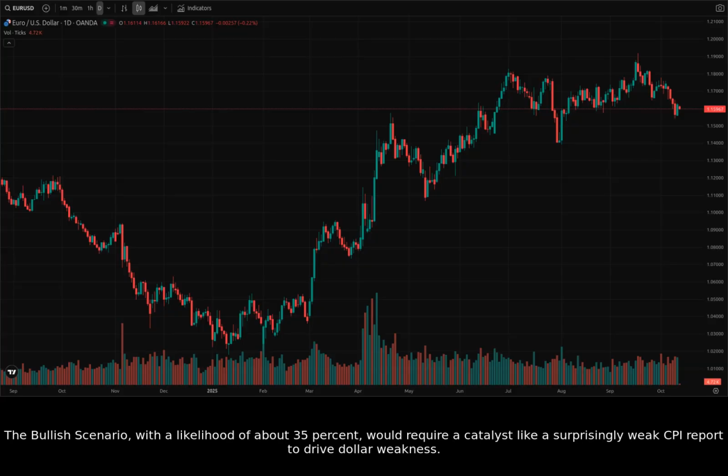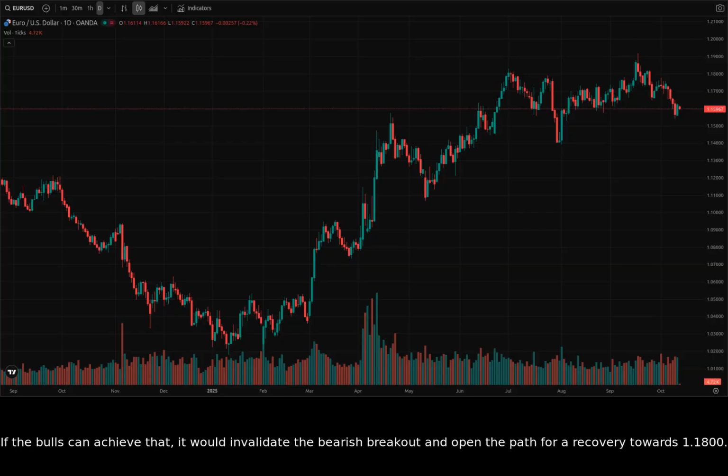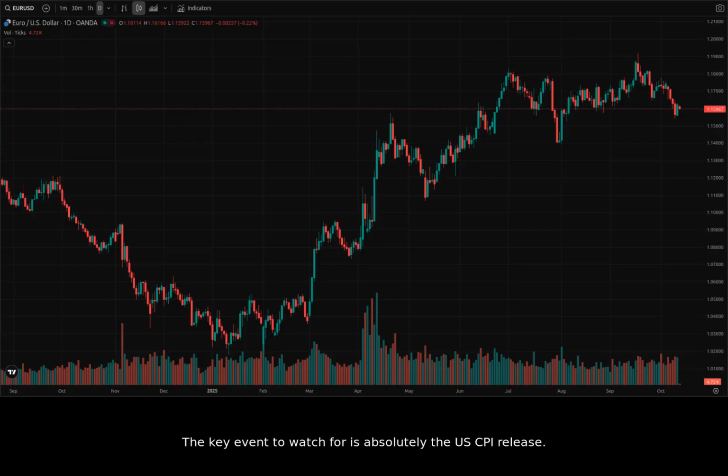The bullish scenario, with a likelihood of about 35%, would require a catalyst like a surprisingly weak CPI report to drive dollar weakness. In this case, we would need to see a decisive break and hold above 1.1680. If the bulls can achieve that, it would invalidate the bearish breakout and open the path for a recovery towards 1.1800. The key event to watch for is absolutely the US CPI release.